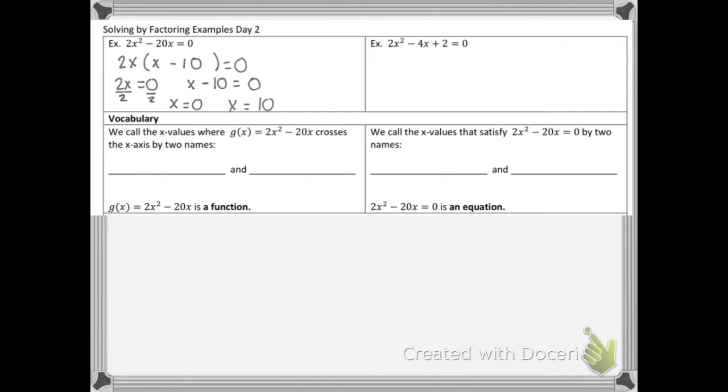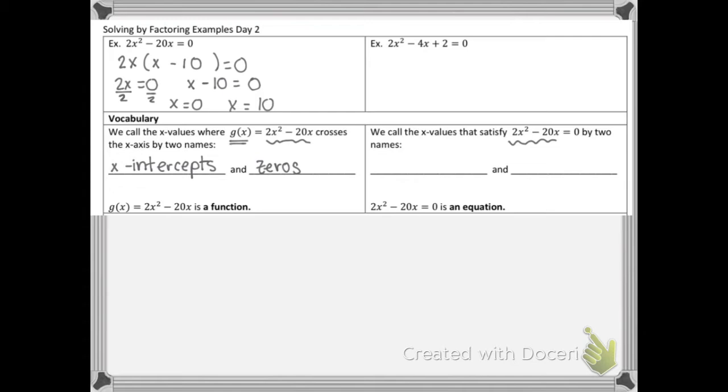So you'll notice that I have the 2x squared minus 20x here and 2x squared minus 20x here. The first time I've written it, I have it equal to g of x. This is a function. I've named this function g of x. So when we set that function equal to 0 and solve it like we did above, that tells us where the graph crosses the x-axis. So we are going to call those x-intercepts. So the work that we did above gives us the x-intercepts, and another name for x-intercepts is zeros.